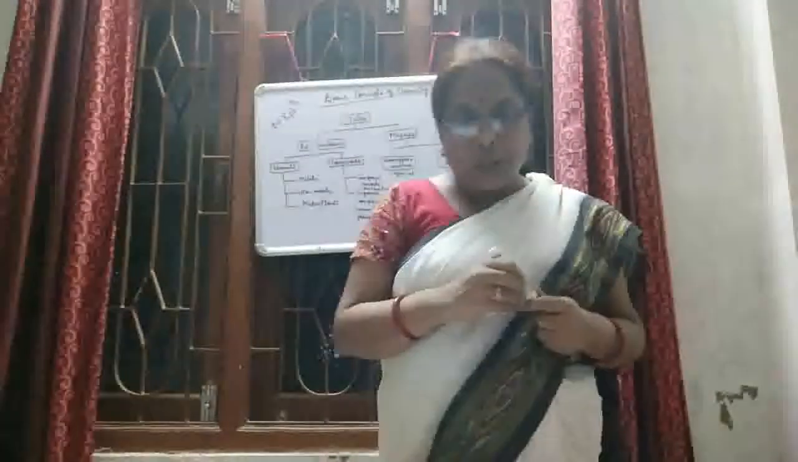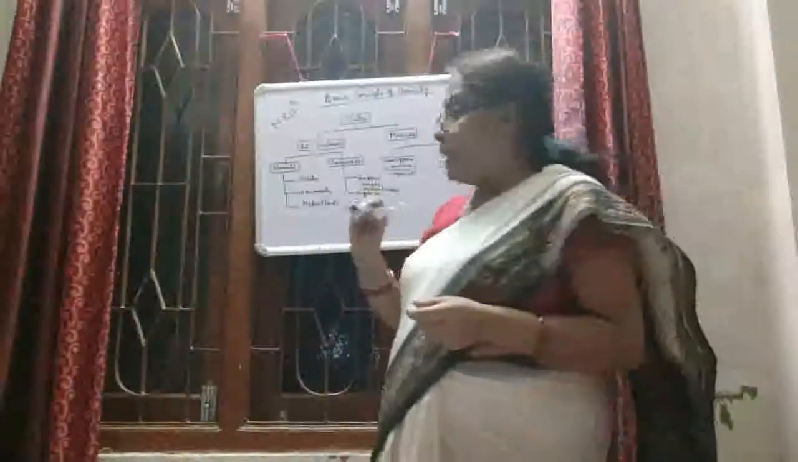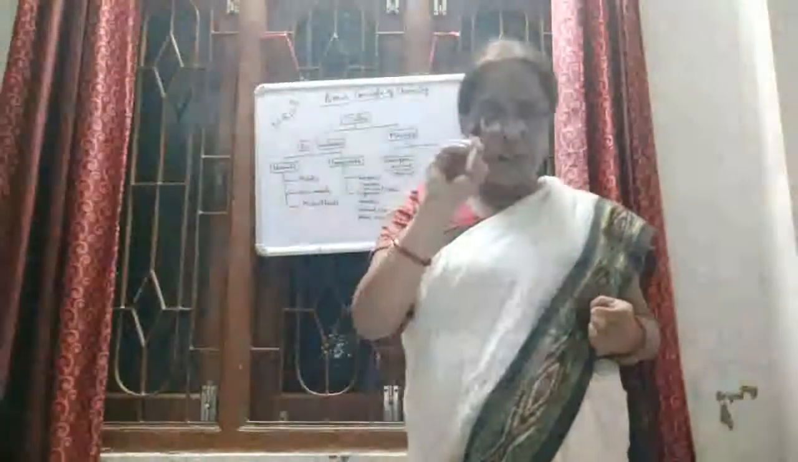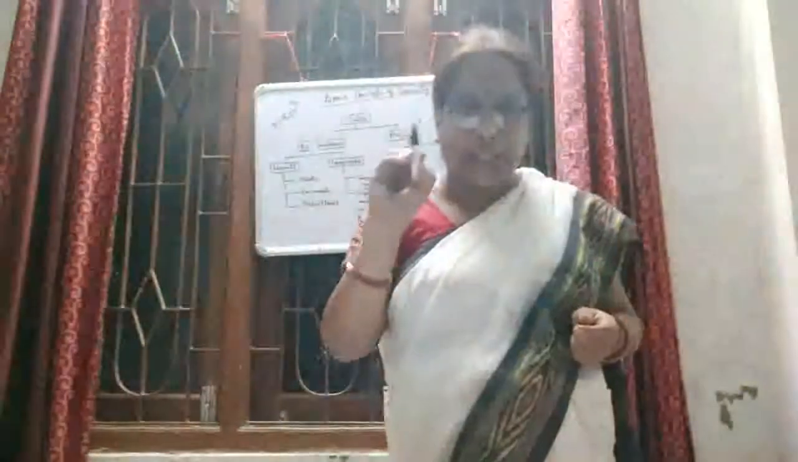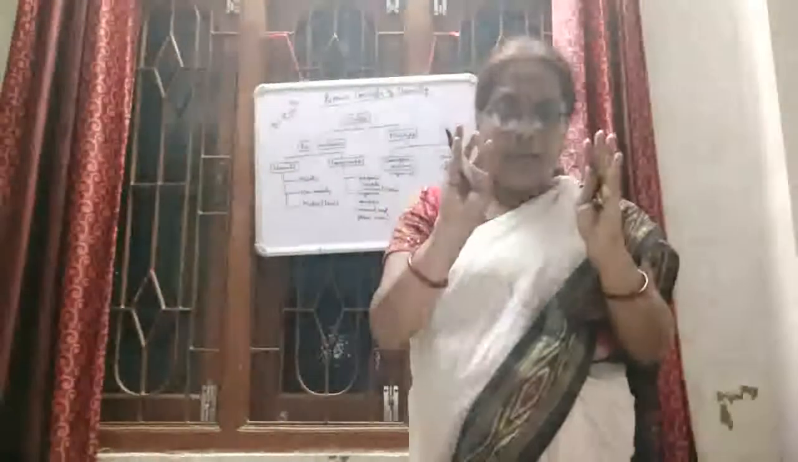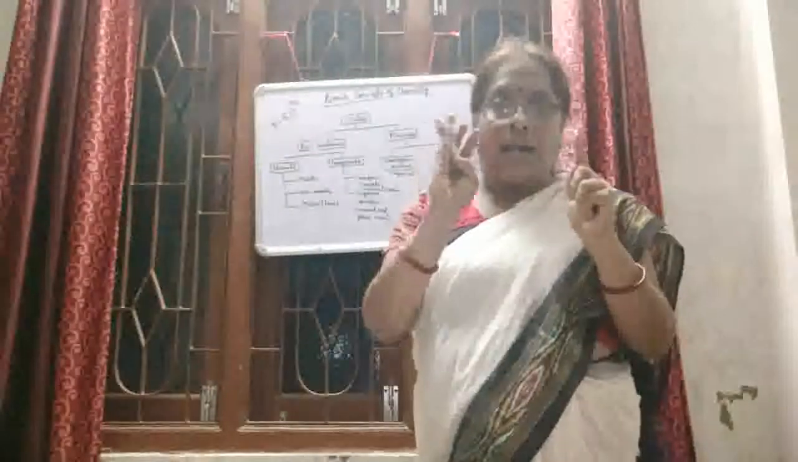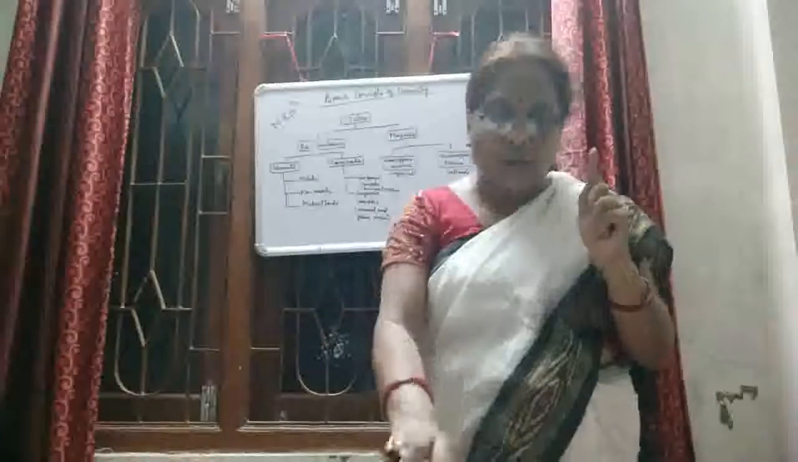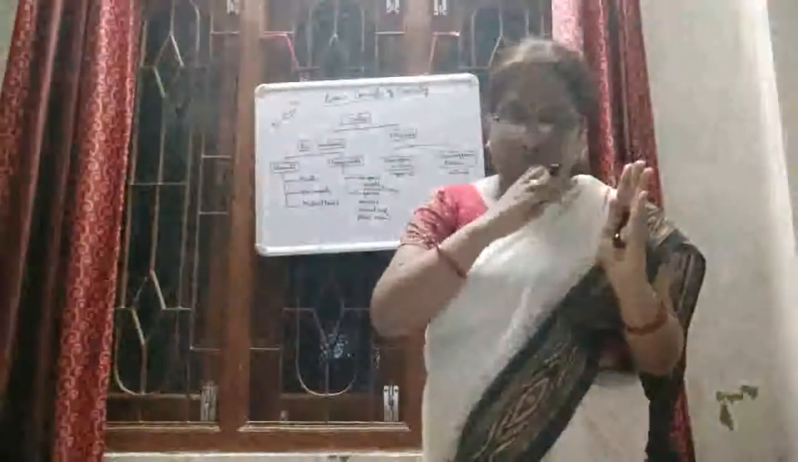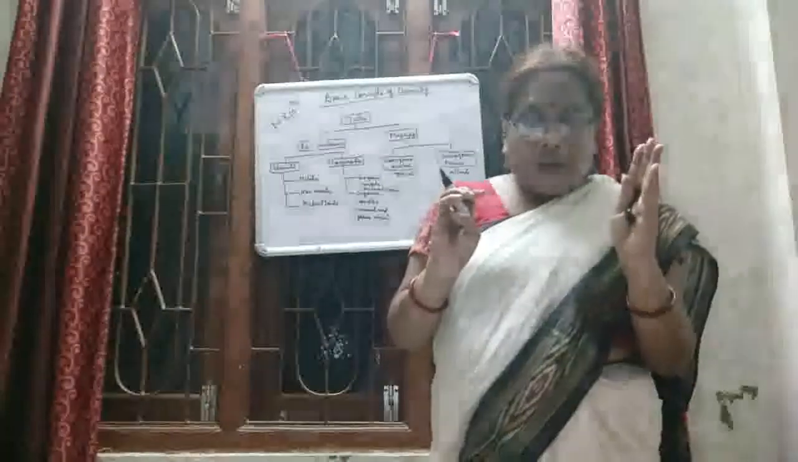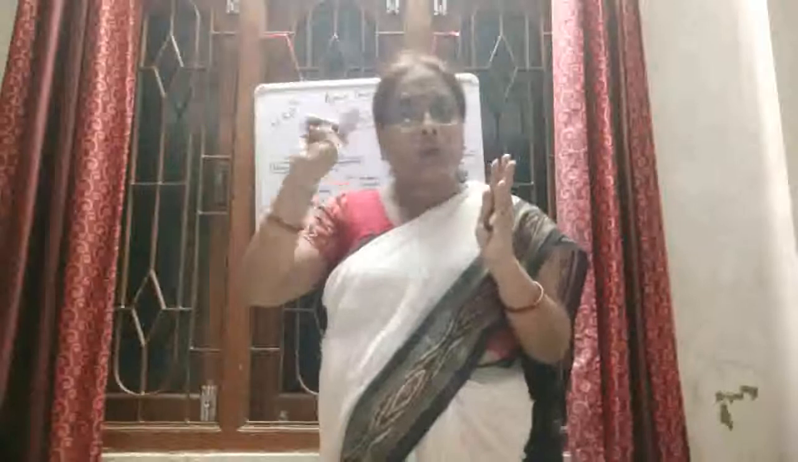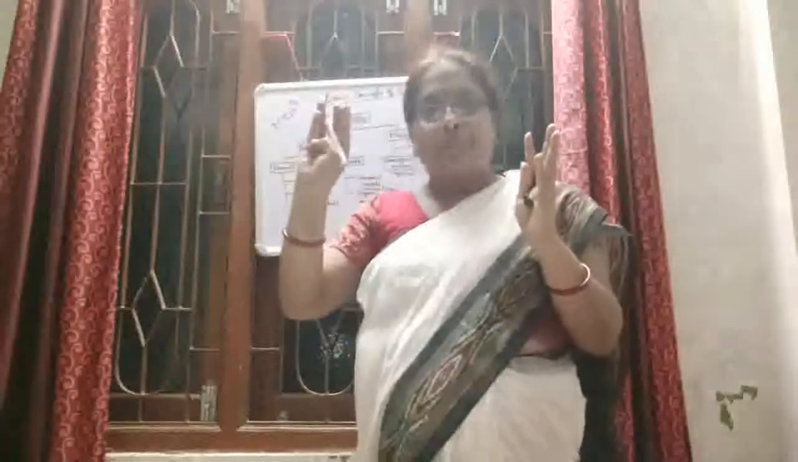Now suppose 943.876. This can be written as 9.43876 into 10 to the power 2. Is it clear?